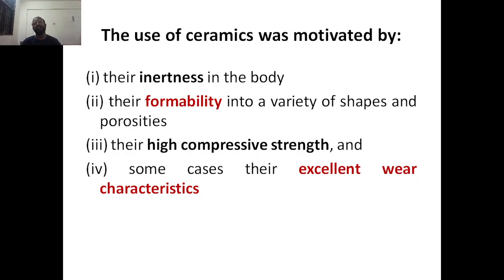The second thing is their formability into a variety of shapes and porosities. We know that metals, however much you want to mold them, are a little bit difficult. Polymers are a bit easier, but they are still delicate and might not give both hardness and moldability. So when we speak about both properties, ceramics come into the picture. Whatever structure we want to make, it can be made using ceramic materials, and we get both the shapes we want and the hardness.